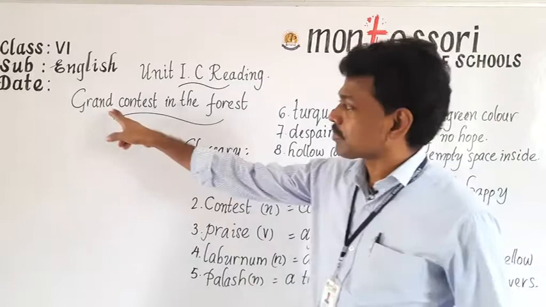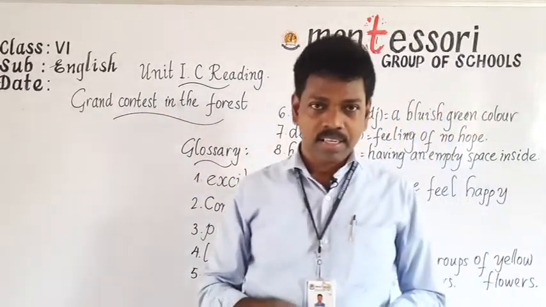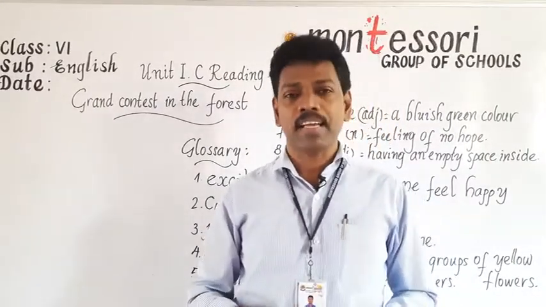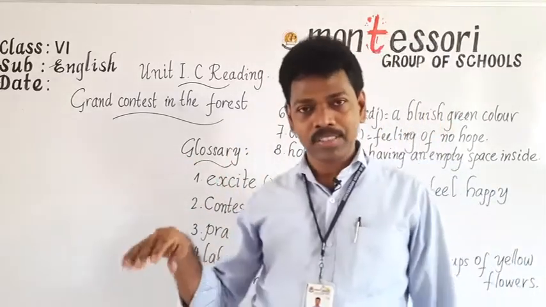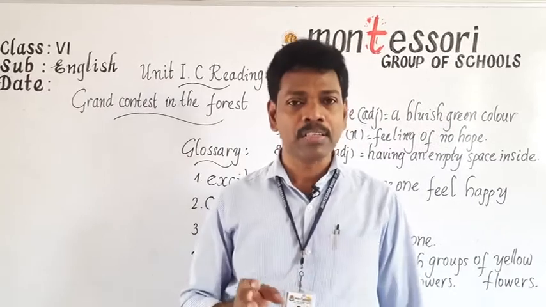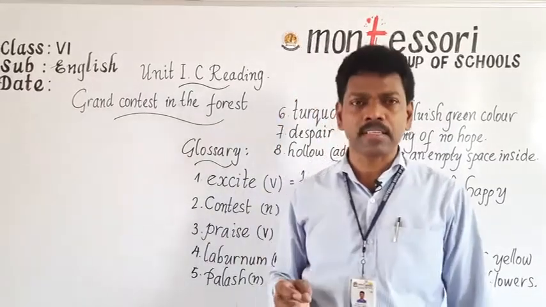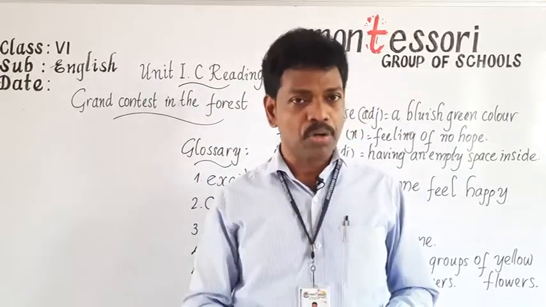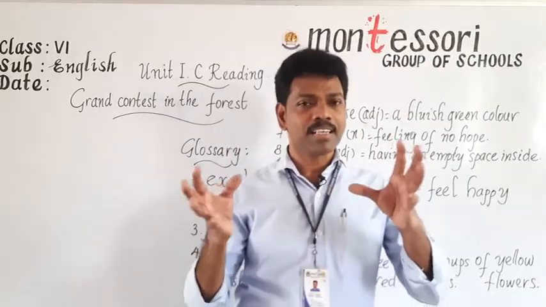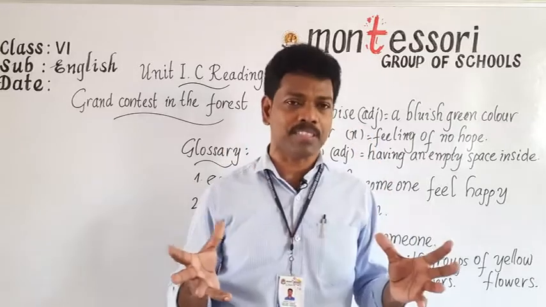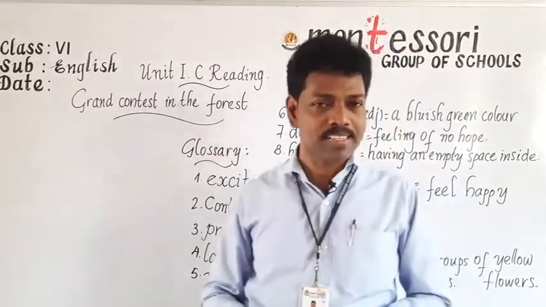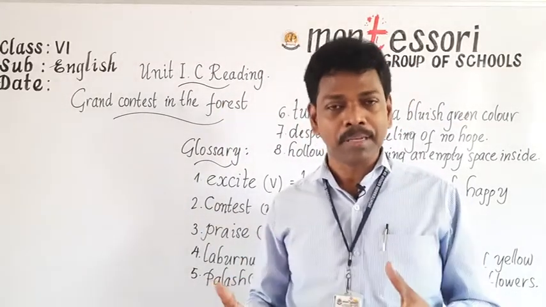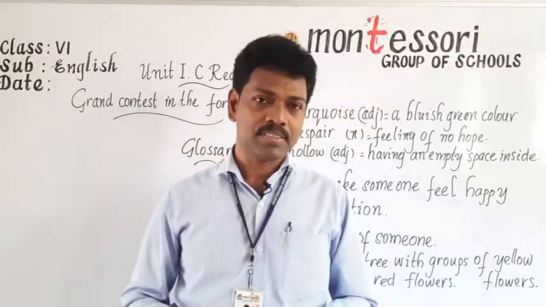Okay, so likewise here, Grand Contest in the Forest. Here also, like the first unit where we had peace and harmony, the characters are animals, trees and birds. So you may think, how can these people compete with each other, or how can they conduct any contest? So as I told you in the first class, it is an imaginary lesson. It is all imaginative. We have to imagine that there is a competition in the forest, the grand contest in the forest between trees, birds, animals.